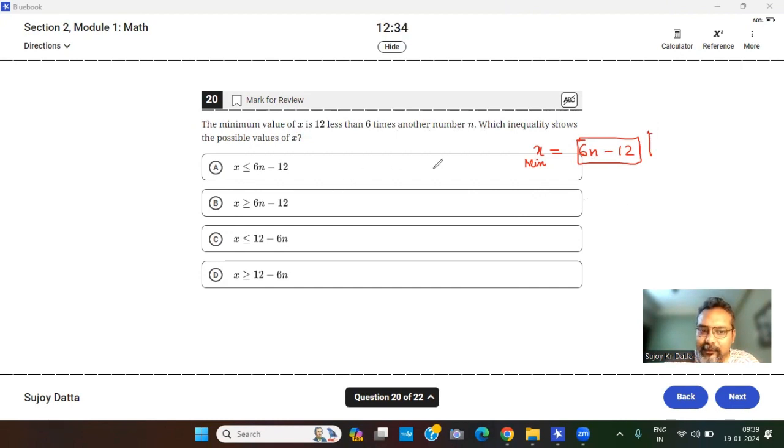So x should be greater than or equal to 6n minus 12, because it can reach this equality, right? The minimum value means it can attain that minimum value. The minimum value attained is 6n minus 12. So other values are greater. So all possible values would be x is greater than or equal to 6n minus 12. So option B.